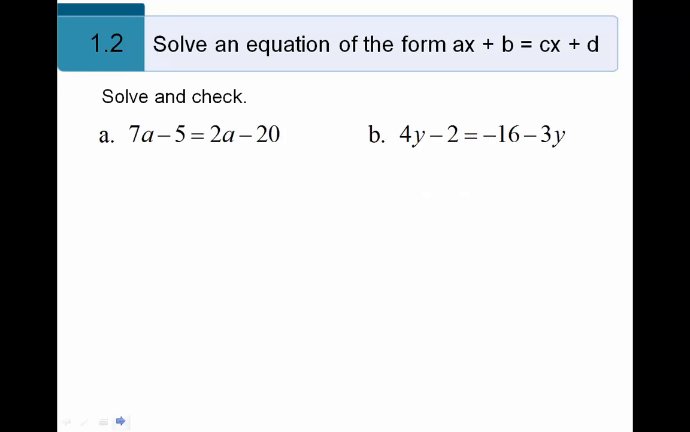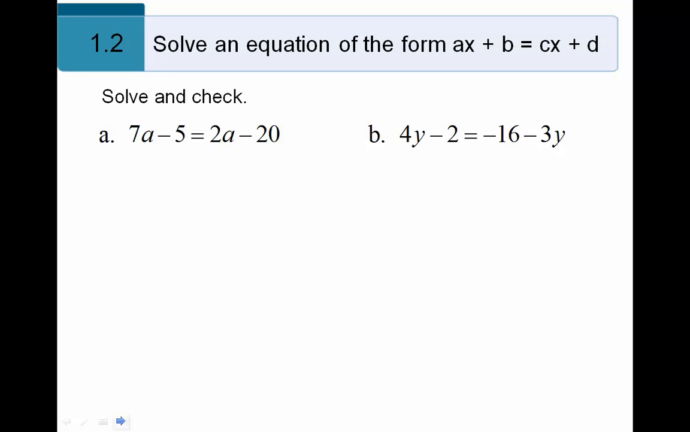Alright, so now we're tackling a new type of equation, but our 4-step process, with the 5th step being the check, will still work here. Step 1, get rid of grouping symbols, combine like terms. Neither side of the equation contains a grouping symbol, nor does either side have like terms.